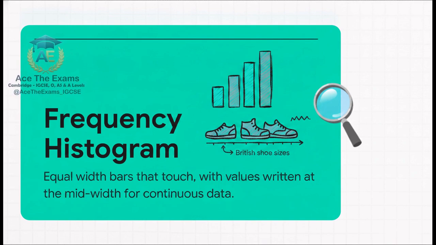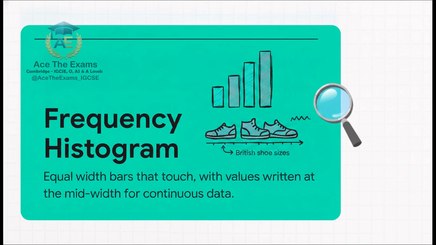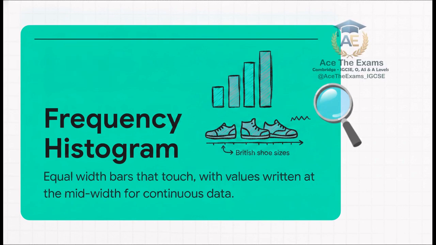Because there's this underlying continuous scale of foot length happening behind the scenes, the bars on our histogram have to touch. That touching represents the continuous flow of real-world measurements being grouped into distinct categories. It's a really subtle difference, but examiners love to test you on it.